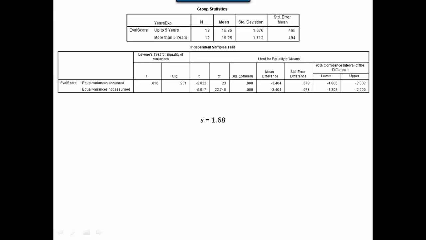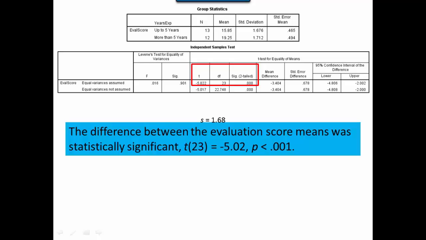Now it's time to report on whether or not these means were statistically different from each other. Here's how I would write it up. The difference between the evaluation score means was statistically significant. T, degrees of freedom 23, equals negative 5.02, P of less than 0.001.